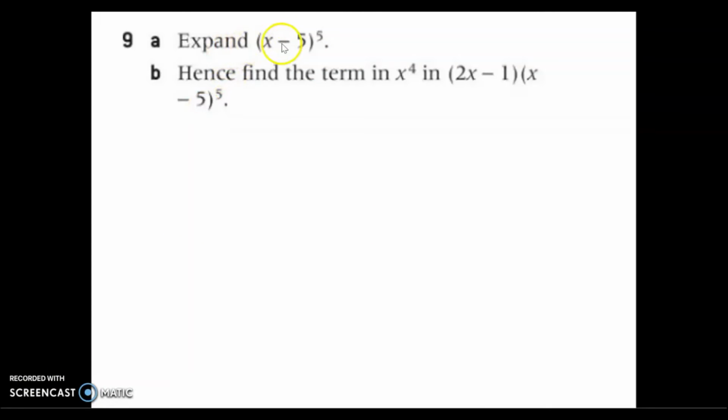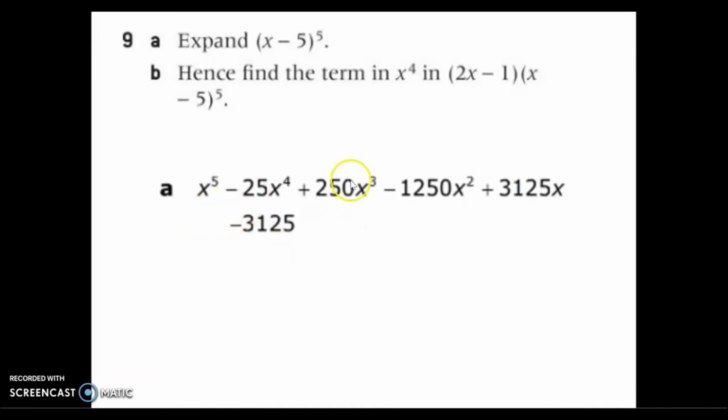We have in part A here, we're going to expand this fully. That means if you see a 5 here, it's going to be 6 terms. Okay, let's check our expansion first. So that's what this thing expanded fully should look like. Now, let's take a look at question B.